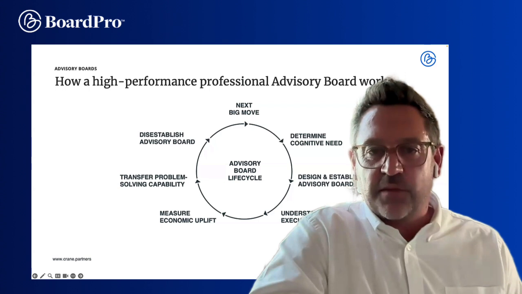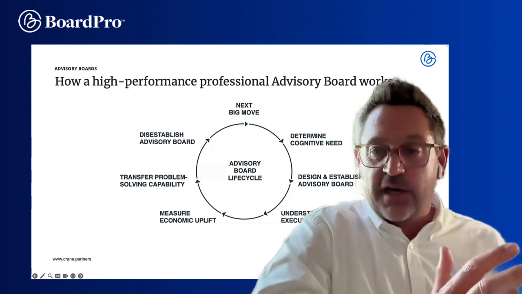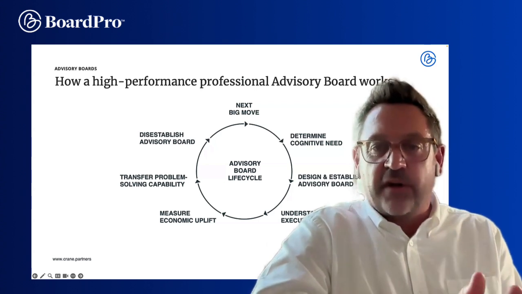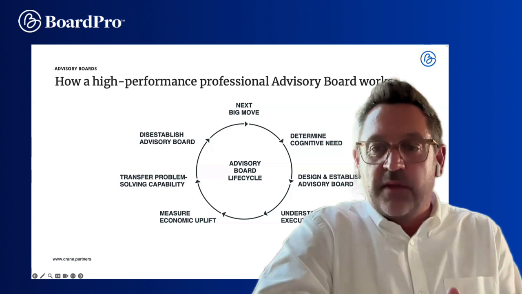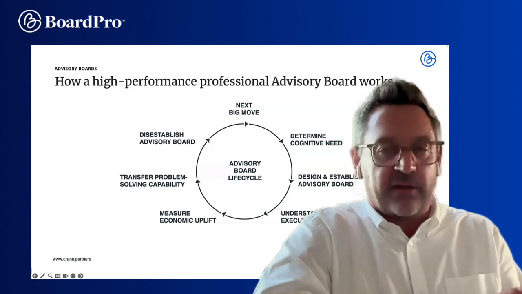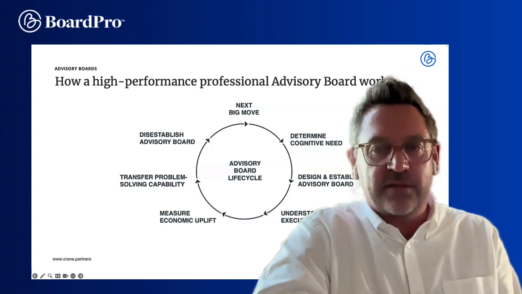We help the company determine what the cognitive need or the problem-solving need is. We design and establish the board with a charter, a very clear charter, and a narrow focus around that problem. We find advisors that can solve that problem, and we appoint the advisory board to address those issues. The cycle time for solving that issue could be anything from 3 to 6 months to 2 to 3 years. It depends how significant the problem is.